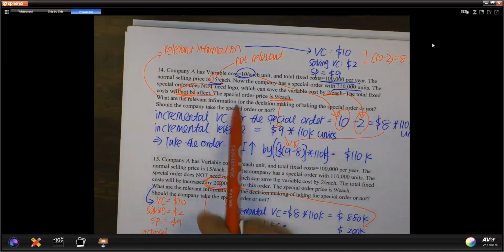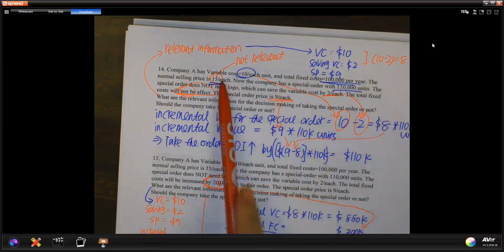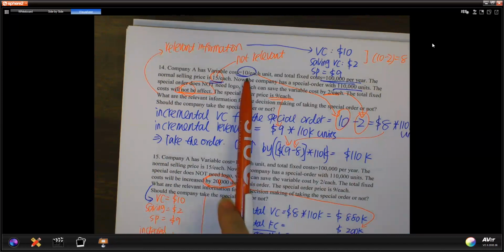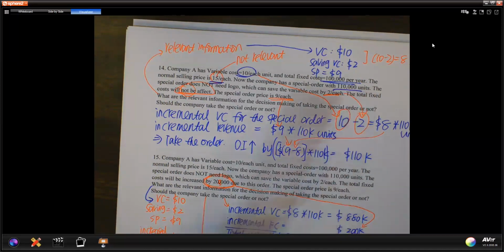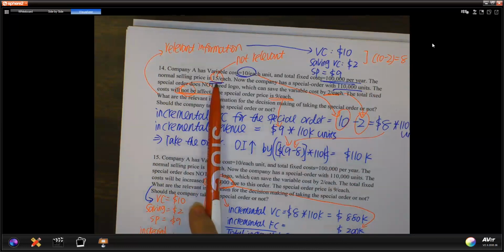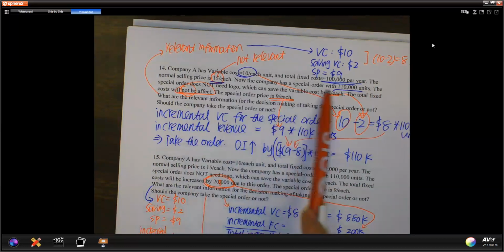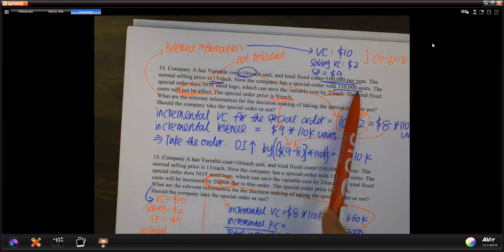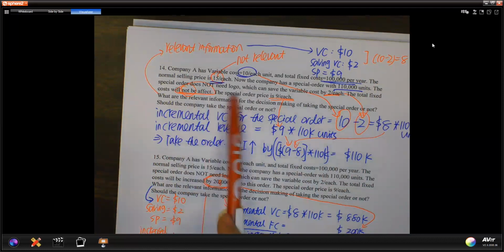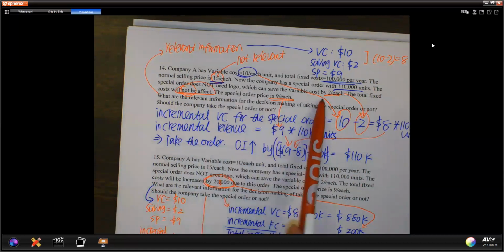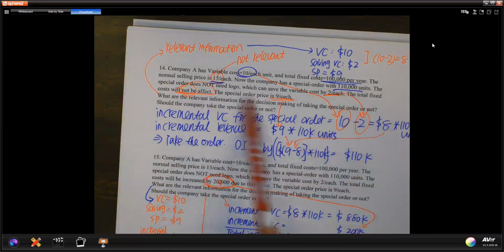So you said, hey, you are thinking about a special order. A variable cost is $10 each. Fixed cost is 100,000 per year. Selling price is 15. We said we don't really care. And then you have a special order, 110,000 units. Because you don't need the logo, you can save $2 of your variable cost. The total fixed cost will not be affected. Selling price for that special order is $9.